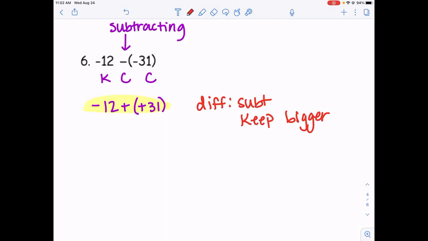Okay, so we need to take 31 minus 12. 31 minus 12, what did you say? 19. Okay, and does the 19 get a positive or a negative? Positive. 31 is the bigger number. It's positive. Here we go. Okay.